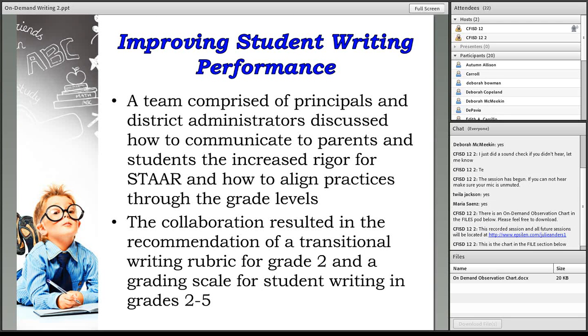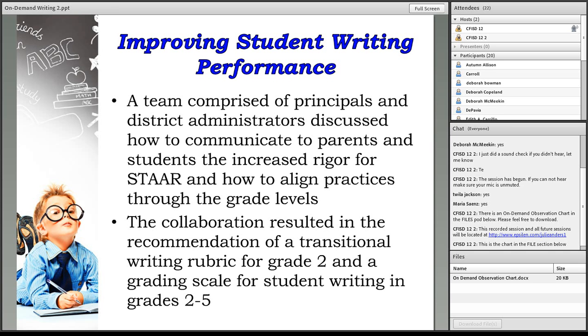So when we were thinking about our increased rigor, we know that earning a 2 on a 4 rating STAR scale is not satisfactory. That's one of the things that we discussed. So we had brought in the principals and discussed how can we communicate that. And I'm going to share kind of the process and the discussion points that we had in that group.